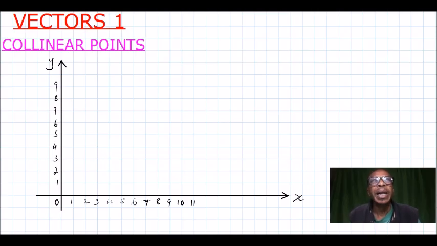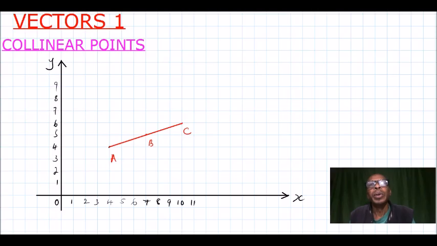Now we can identify 3 points. For example, we can take 4 and 4. We say that is our point A. Then we say 7, 5. That point is our point B. And we have 10, 6. So we can call that point C. Now, if you take a ruler and join the 3 points, you find that they form a straight line.